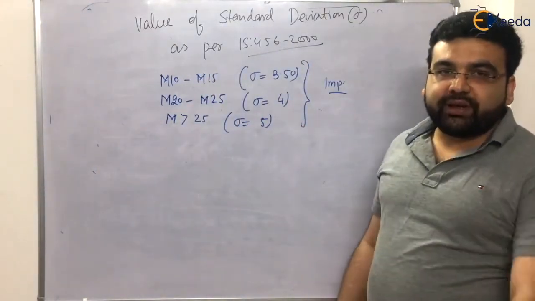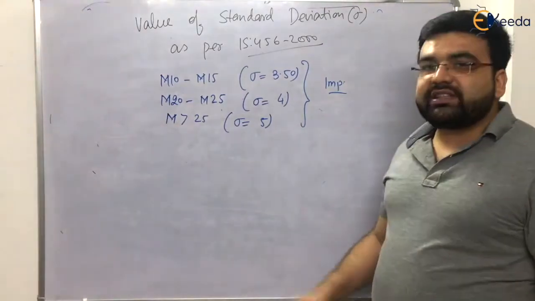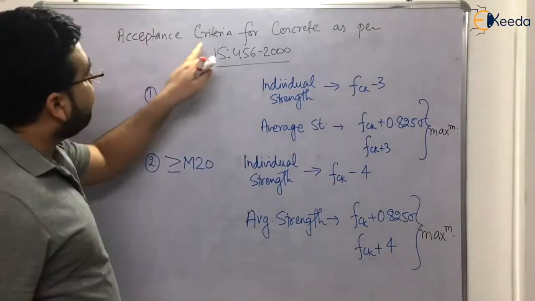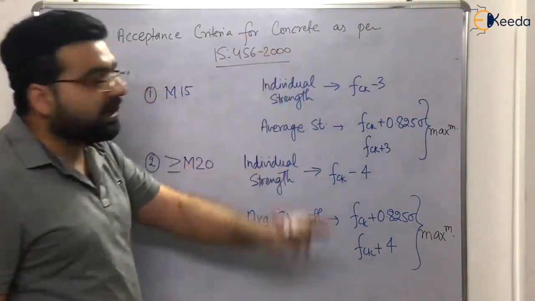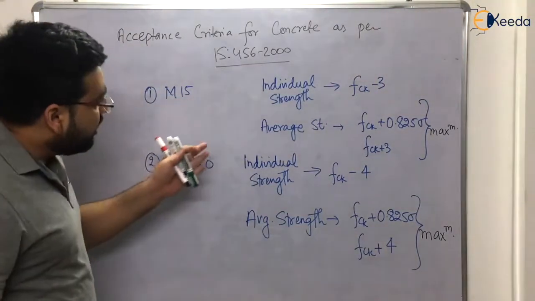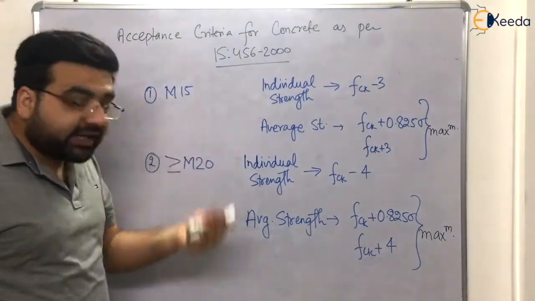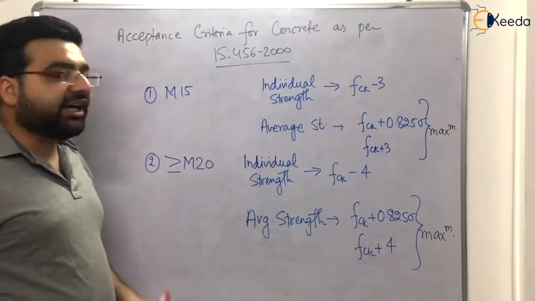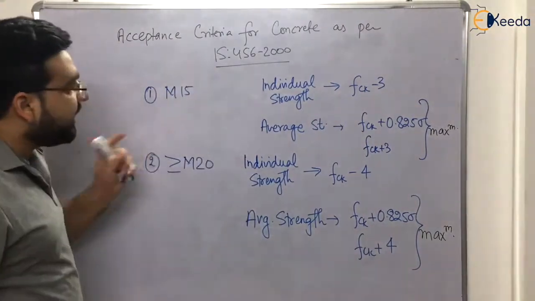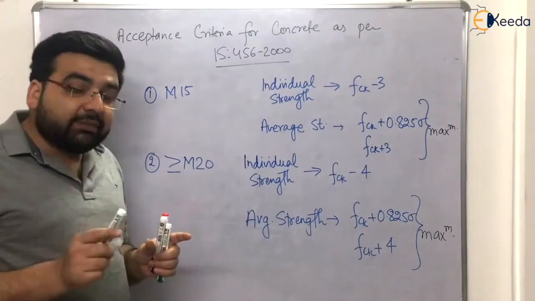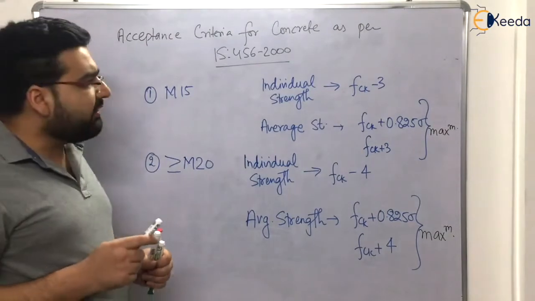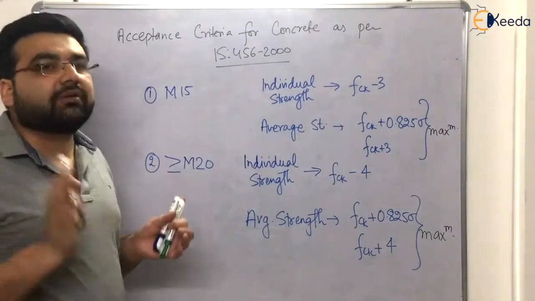I'll be giving you a few numericals, and we'll be solving some numericals. Now coming to the next important topic, the acceptance criteria for concrete as per IS 456 2000. This is very important. From this topic, a lot of questions and even numericals have been asked in previous year GATE examinations, and not just GATE, in other examinations also. As I have told you, I will tell you only those clauses which are important from the GATE perspective.